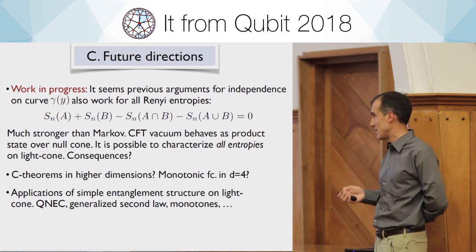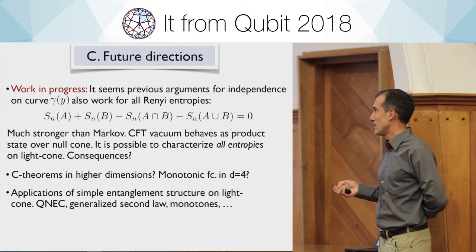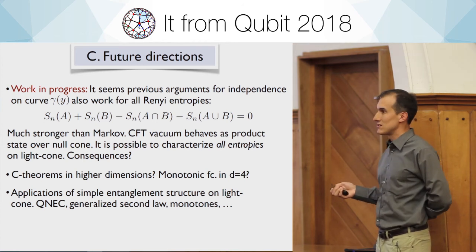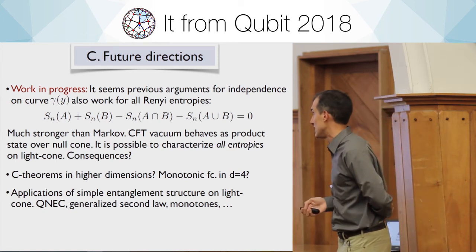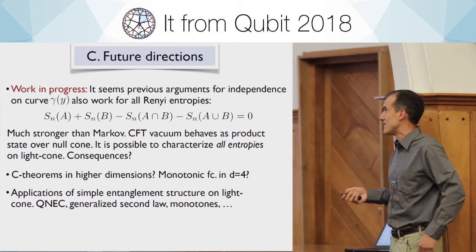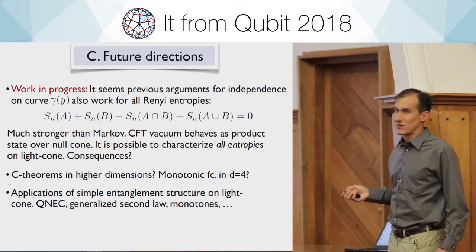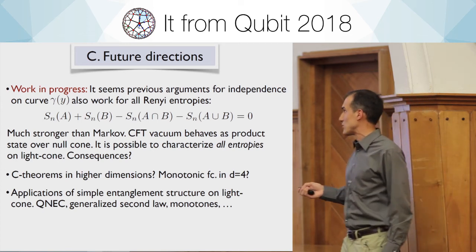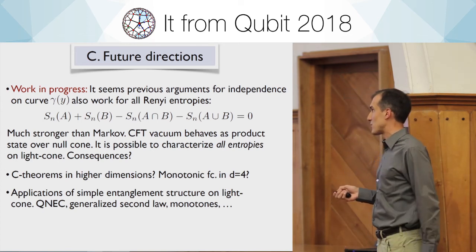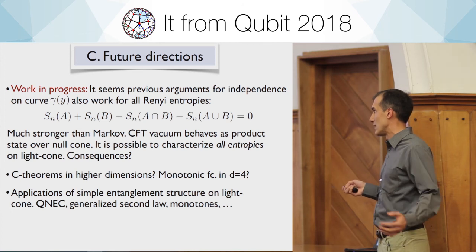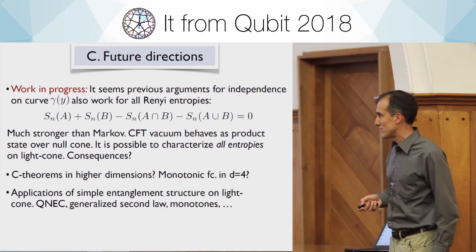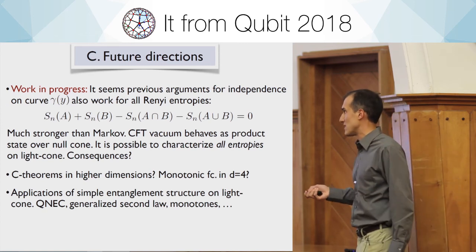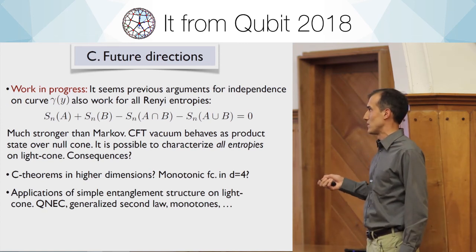So it seems all Rényi entropies for CFT actually saturate the strong superadditivity inequality. So that's much stronger than Markov. It's essentially saying that for the CFT, the vacuum behaves as a product state over the null cone. Okay? It's also possible to write down expressions for entropies in CFT with arbitrary curves, so they can be characterized from the QFT point of view. And we are currently thinking about consequences of this, so what can we use this for?